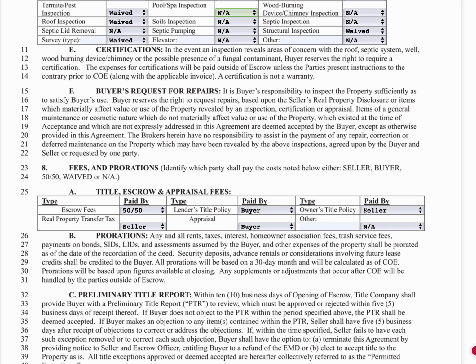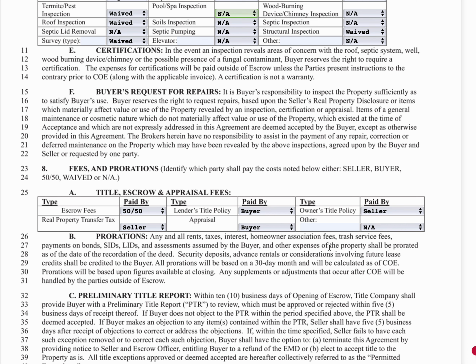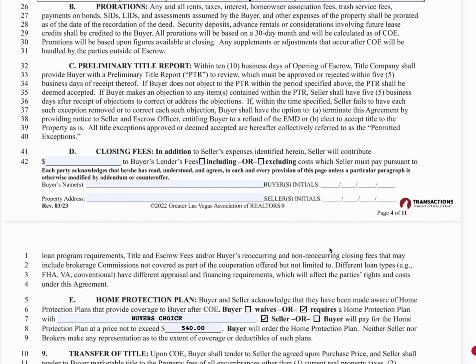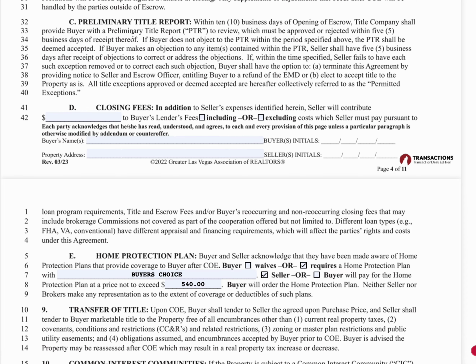All right, so the seller is responsible for their own title policy to make sure that once the sale goes through, everything is clear for them. All right, so then it gives you a little explanation of the preliminary title report. Again, it's kind of like a Carfax for a property.